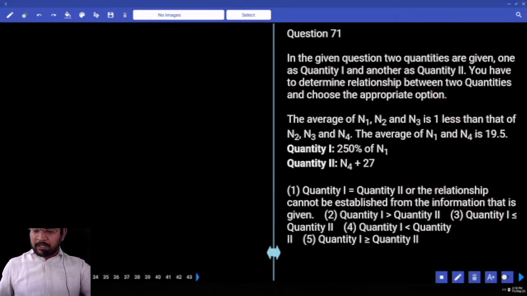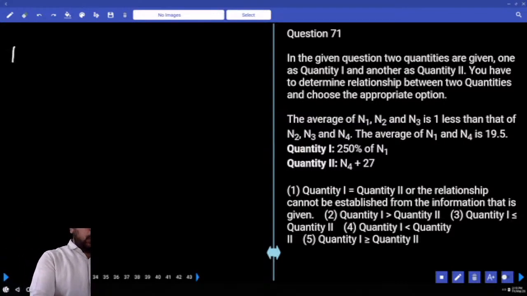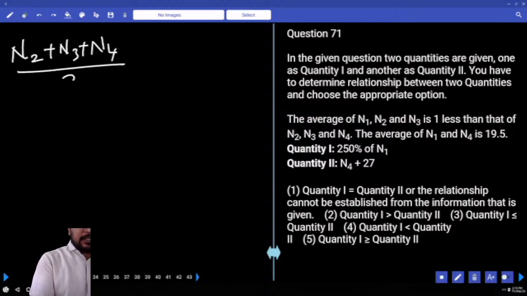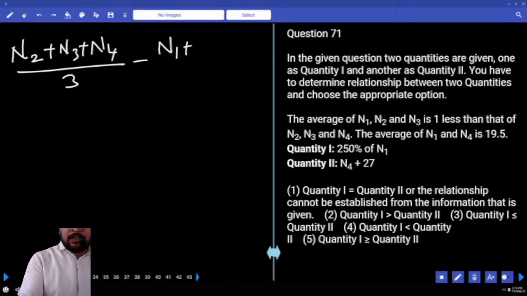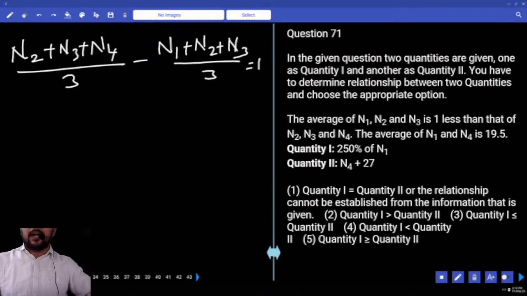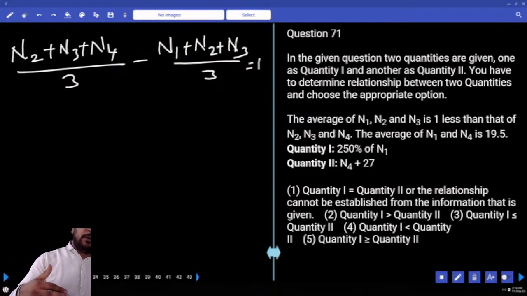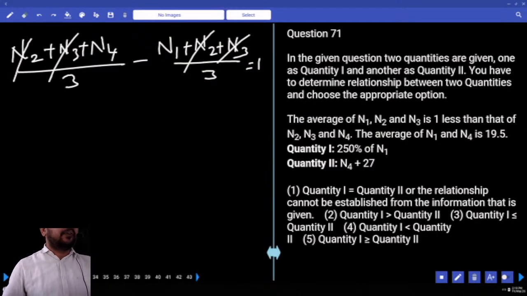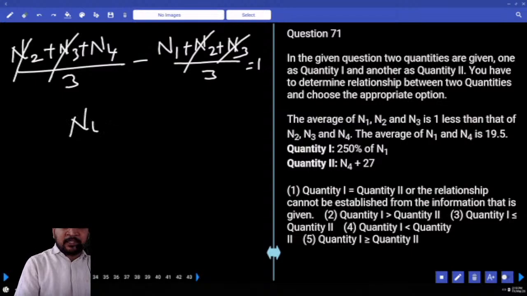Now they give quantity 1 and quantity 2. The average of n1, n2, n3 is 1 less than that of n2, n3, n4. The difference of the averages is 1. In between, n2, n3 will get cancelled if you subtract, because the LCM is 3. Therefore, n4 minus n1 is equal to 3.